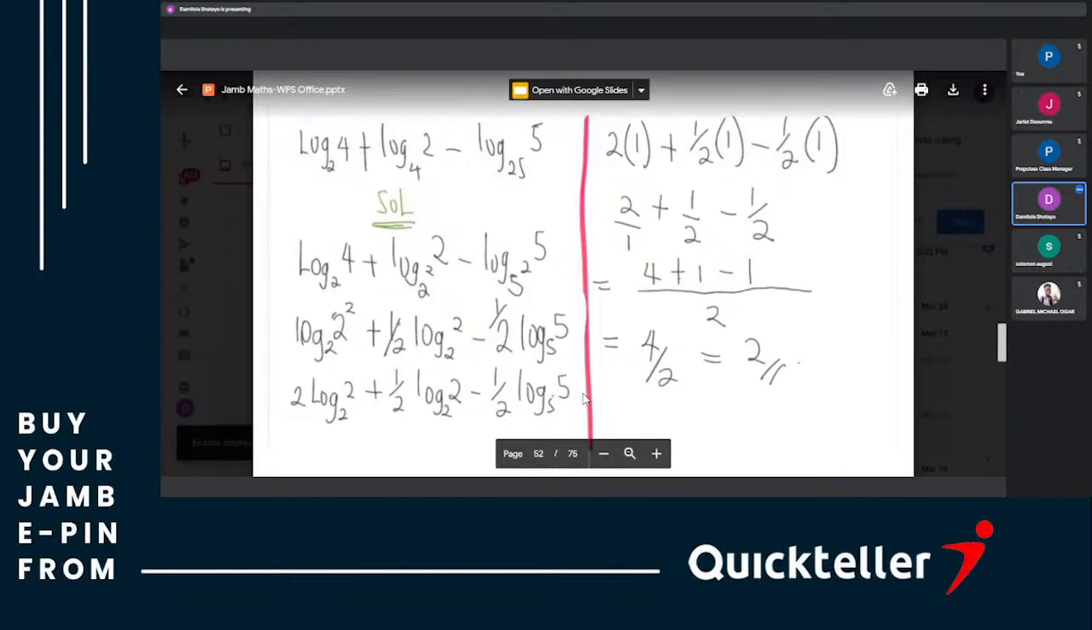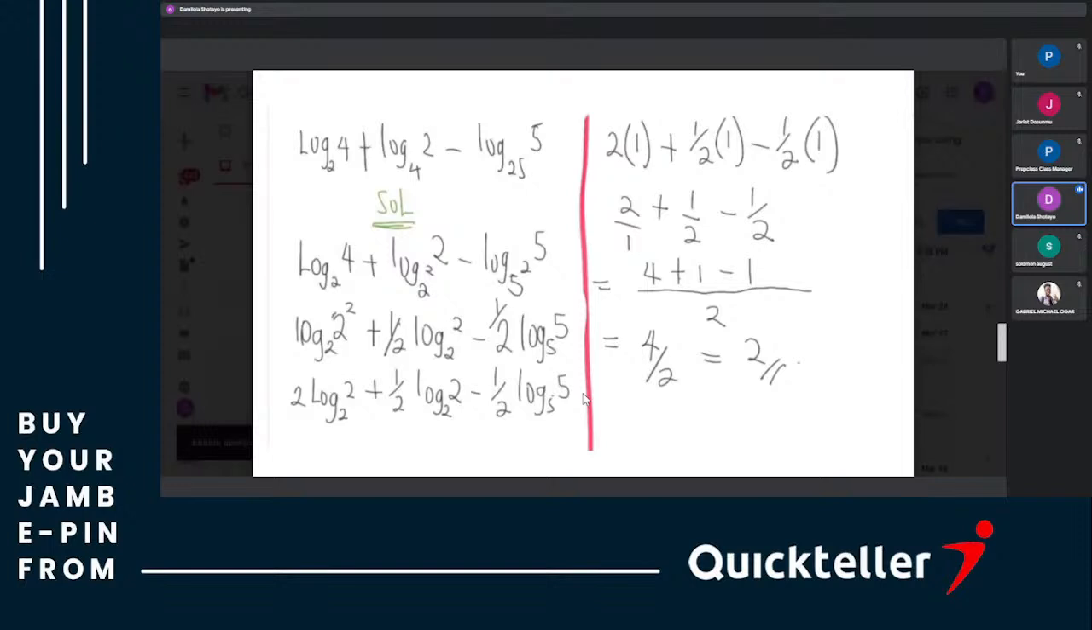log 4 2. The 4 will become 2 raised to power 2 beneath. The 2 beneath is not the same with the 2 on top. The 2 beneath will go to the front and make inverse, 1 over 2. It will be 1 over 2, and that will give me 1 over 2 log 2 2.